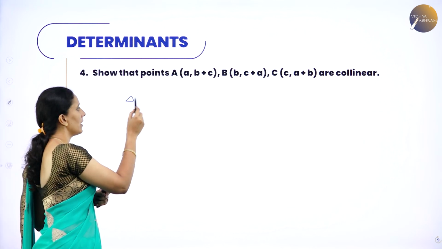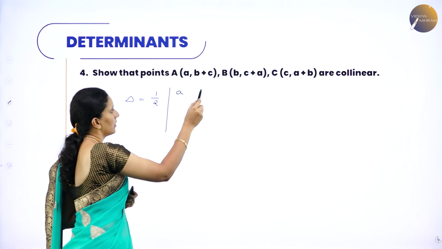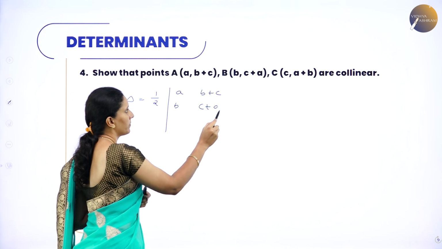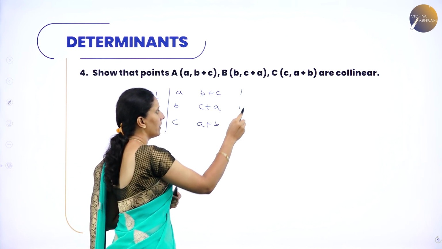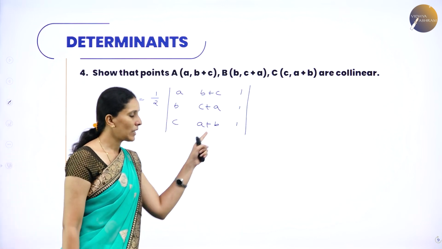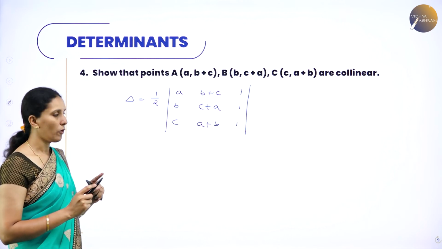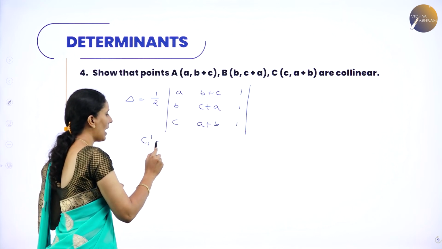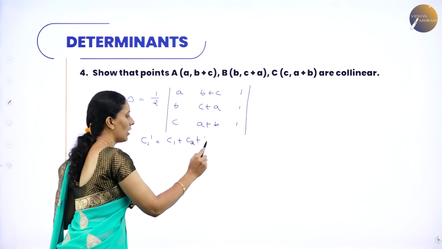So, now we have delta is equal to half of the determinant with rows a, b+c, 1; b, c+a, 1; c, a+b, 1. Now, since the values are not given, we have only algebraic values. I am applying here an elementary row or column operation. See column 1 here. I will change column 1 as the elements of column 1 plus column 2 plus column 3.